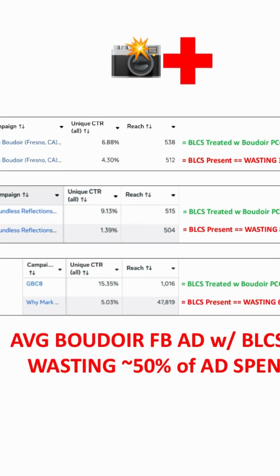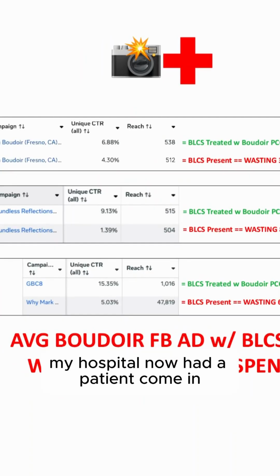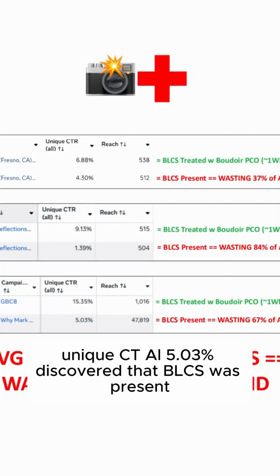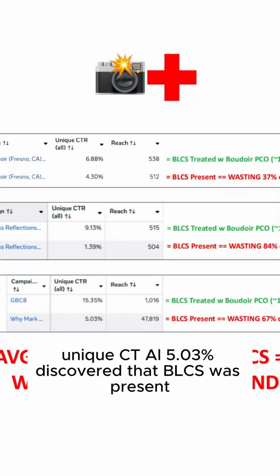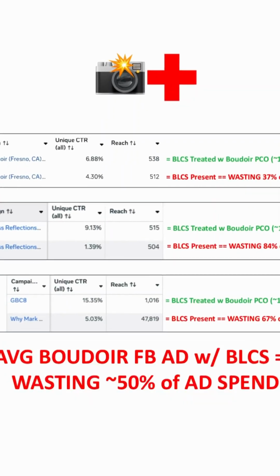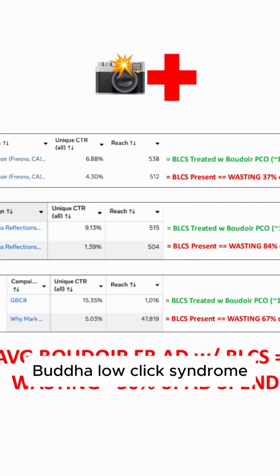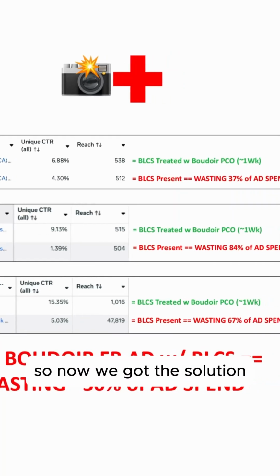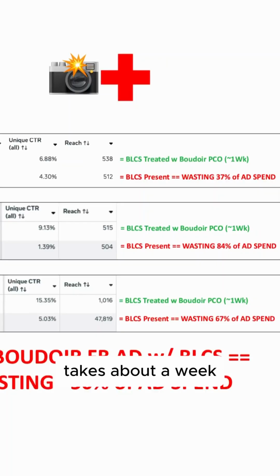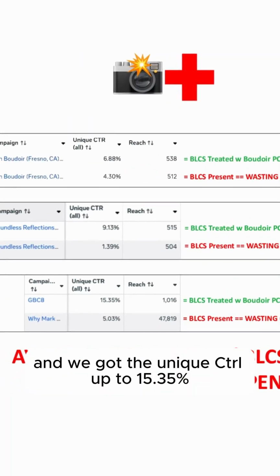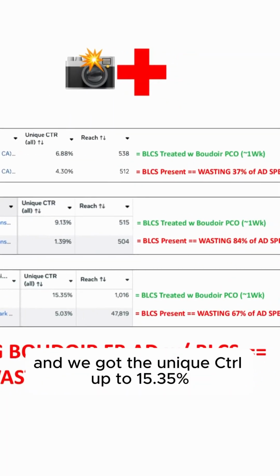Finally, my hospital now had a patient come in, unique CTRL 5.03%, discovered that BLCS was present. Unique CTRL under 6%, BLCS is present, Boudoir Low Click Syndrome. So now we've got the solution. We can treat it with Boudoir Pico. It takes about a week, and we got the unique CTRL up to 15.35%.